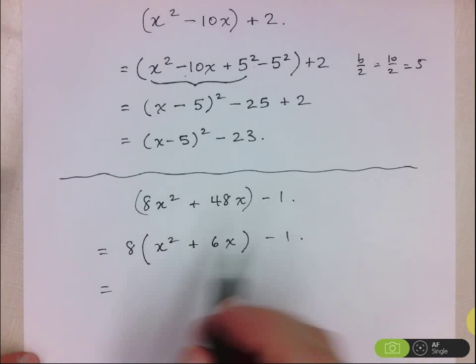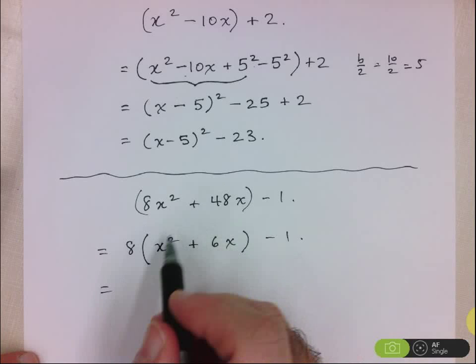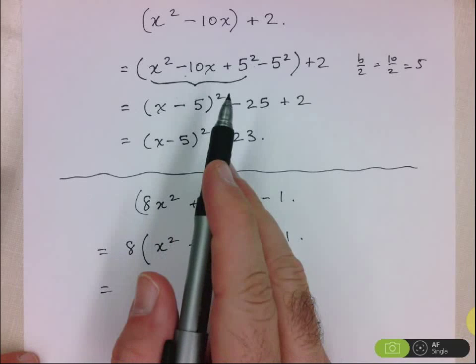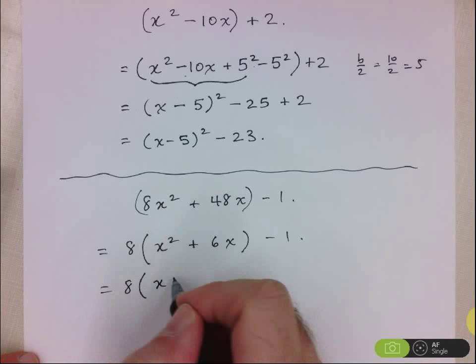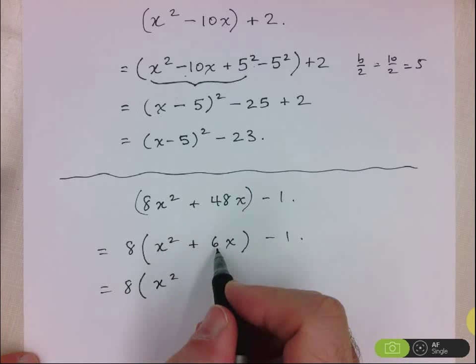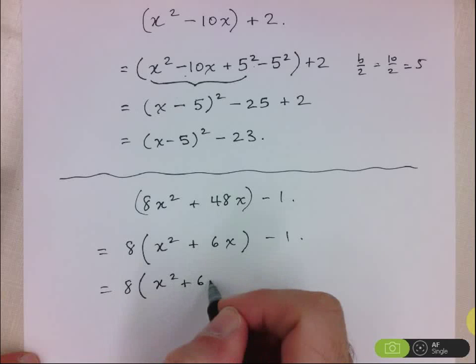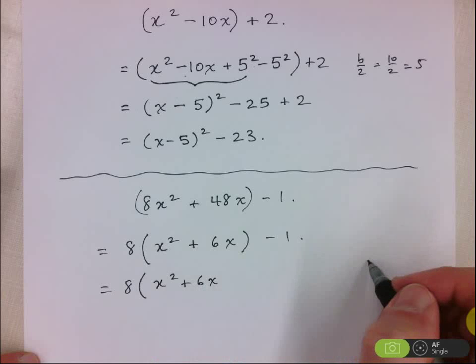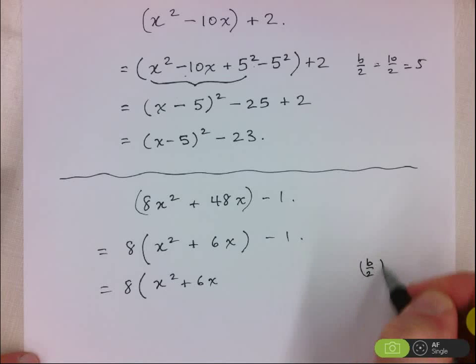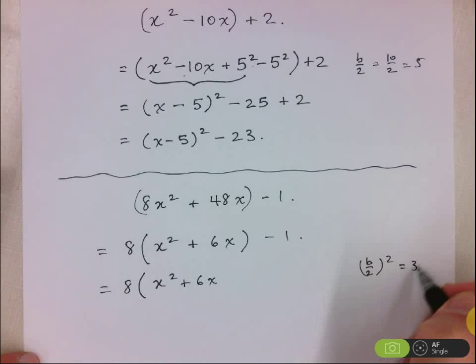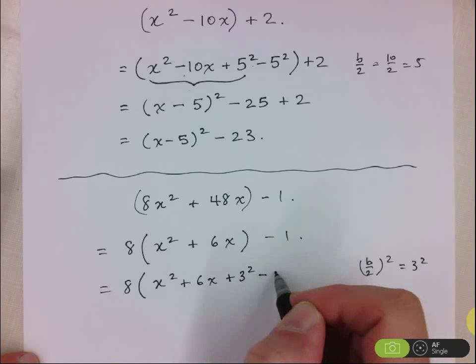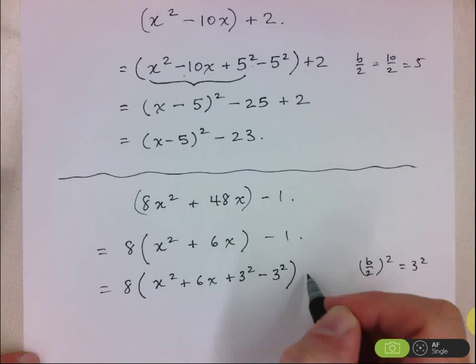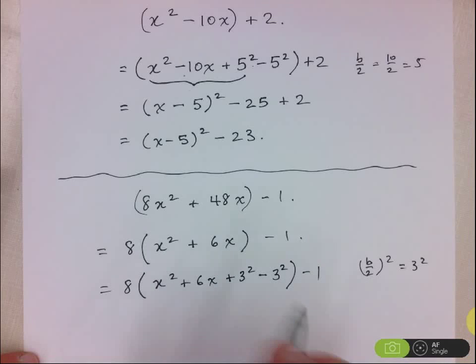So now I'm going to deal only with the expression in the bracket, and I'm going to follow the exact same steps as before. Okay, so first step is to determine this b value of 6, and I have to add and subtract b over 2 squared. In this case here, 3 squared. So I'm going to add 3 squared, and I'm going to subtract 3 squared. Okay, and don't forget to write the minus 1.